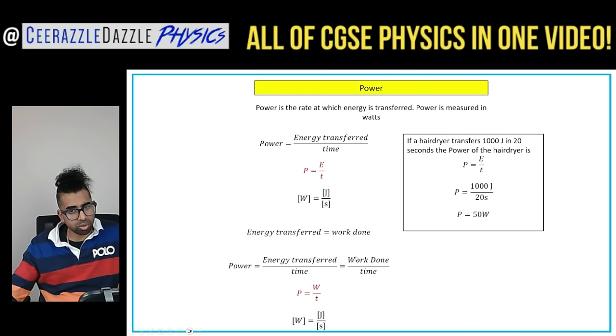Power is also equal to work done over time. So power is equal to W divided by T. But still, it has the same units. It's going to be watts is equal to joules divided by seconds over here.